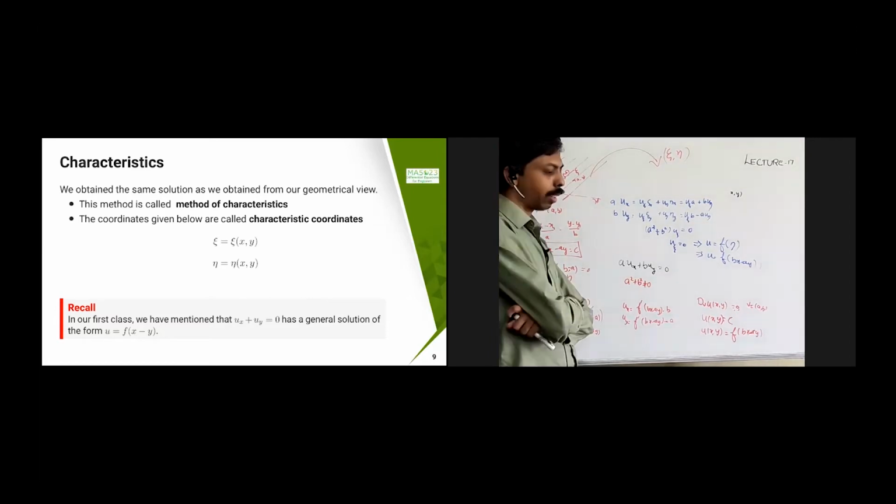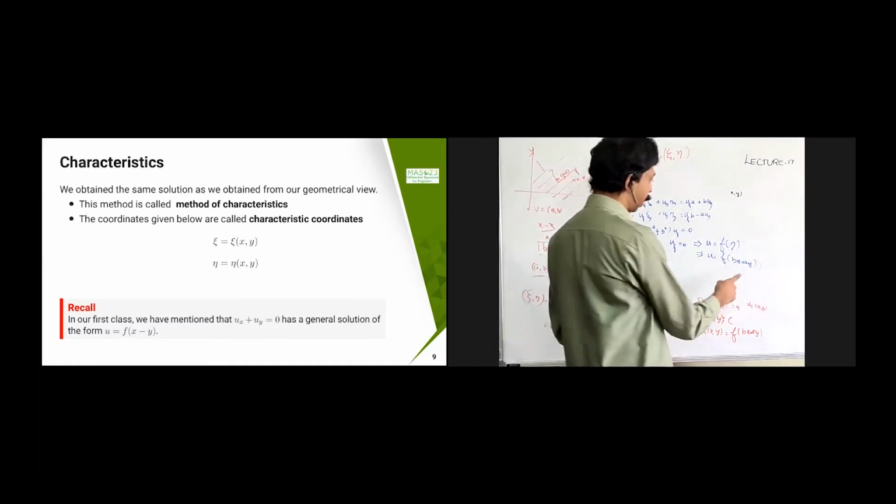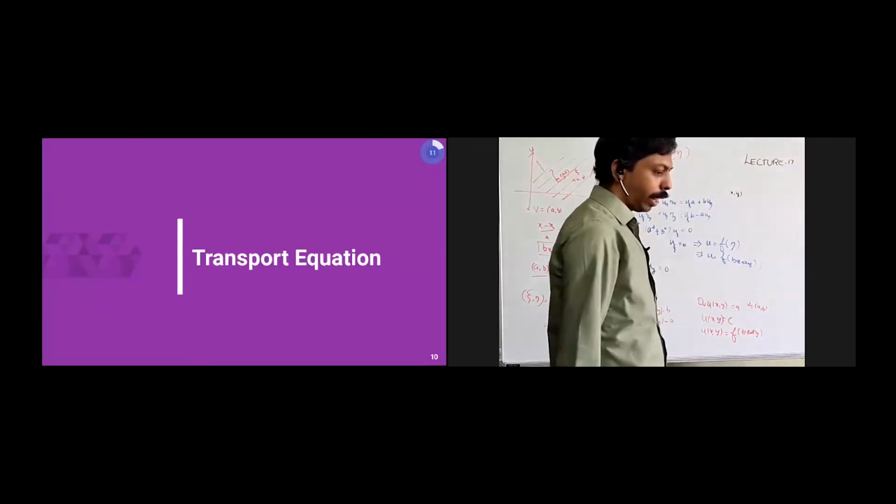You remember this from our first class or the last class, we solved this kind of problem, ux plus uy equal to 0. In that case, we mentioned that f of x minus y is the solution for this problem. So a and b are 1, therefore we do this. Any doubts on this one?